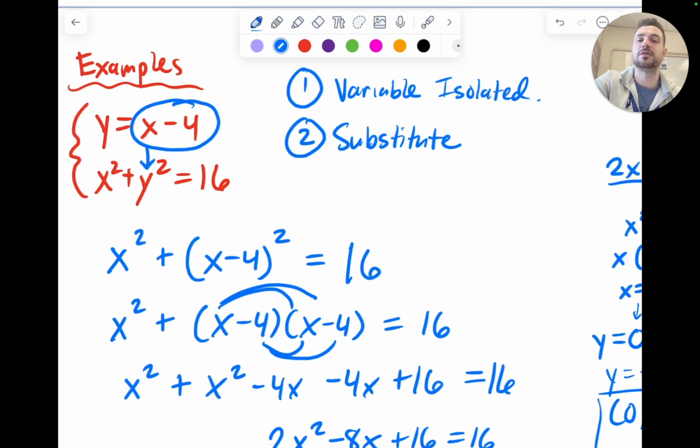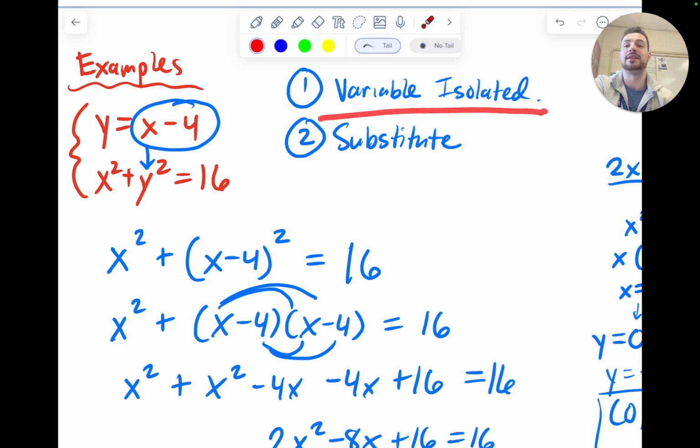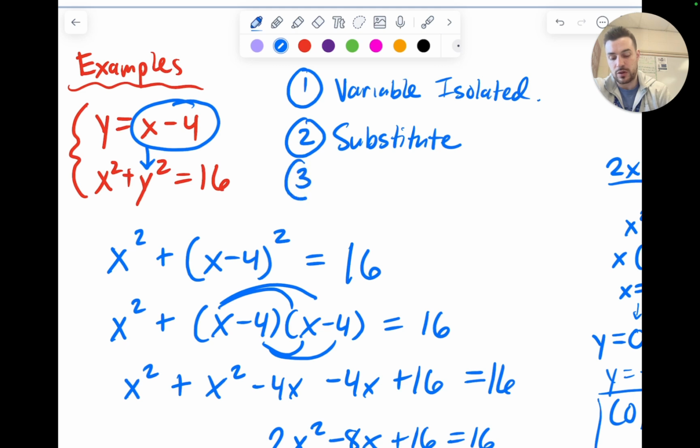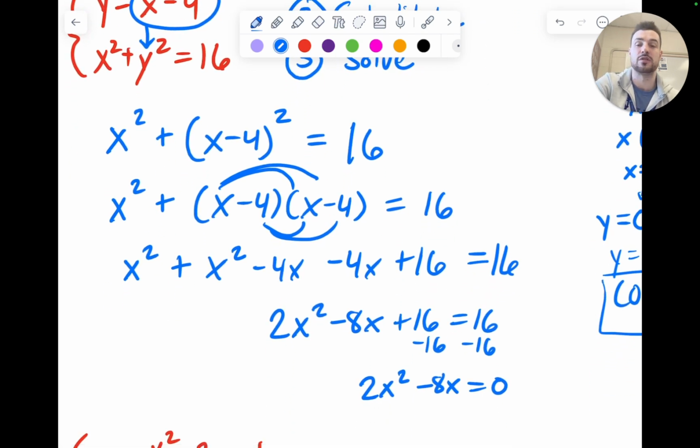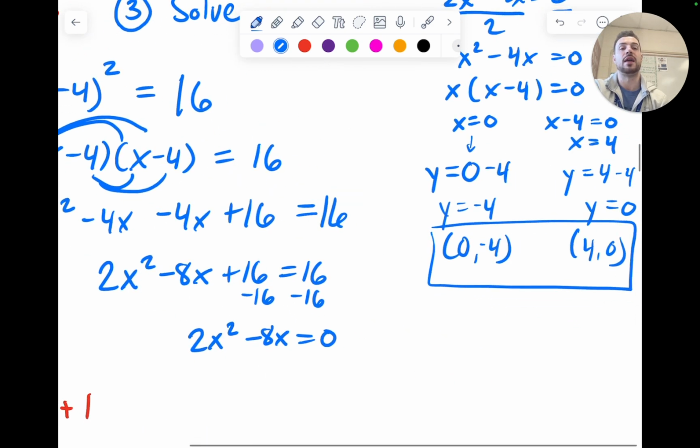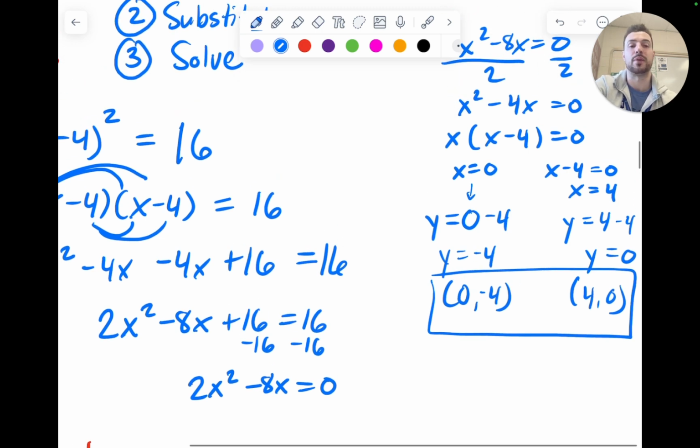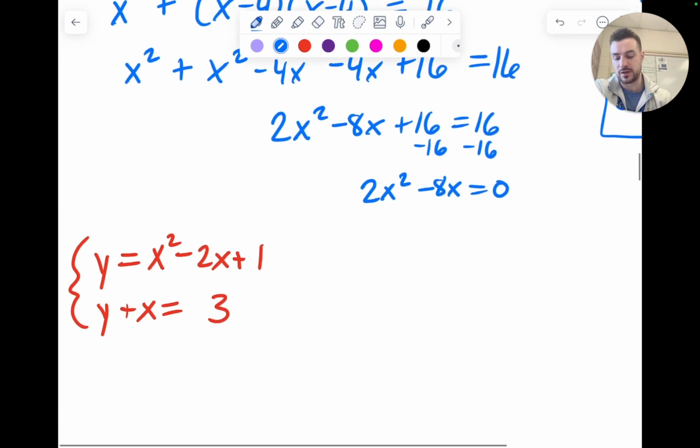All right, so that is how substitution is going to work. We are going to get one equation, have an isolated variable, and then substitute it into the next equation. And then we are going to solve. And that solving process, typically, because our unit is quadratics, is going to involve some type of quadratic solving. And then once we get our x values, we'll have to plug back in to get our y. All right, so that's our first example.